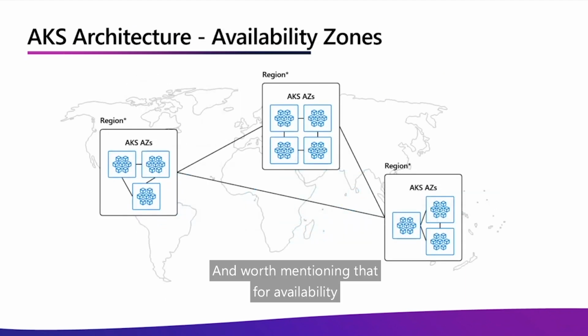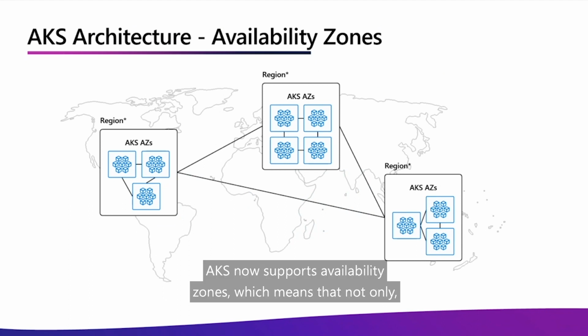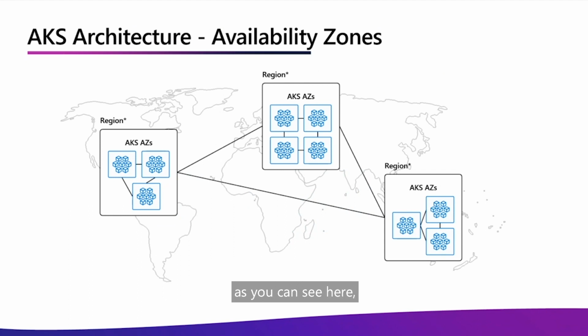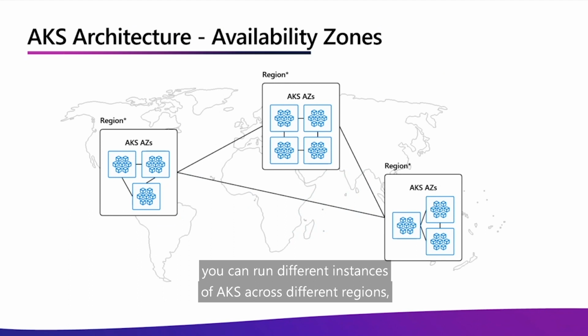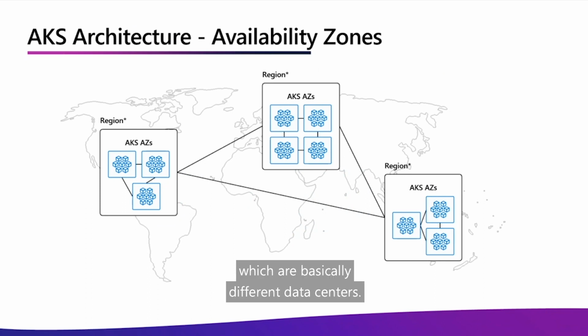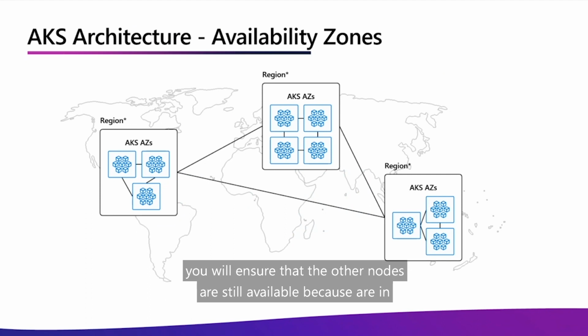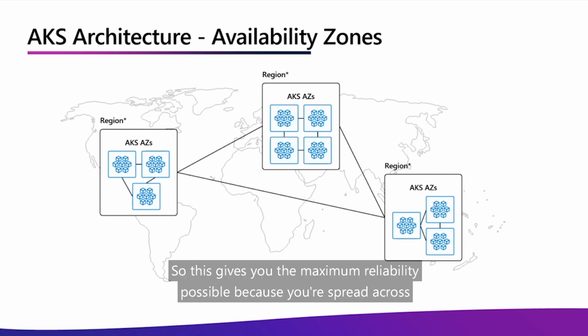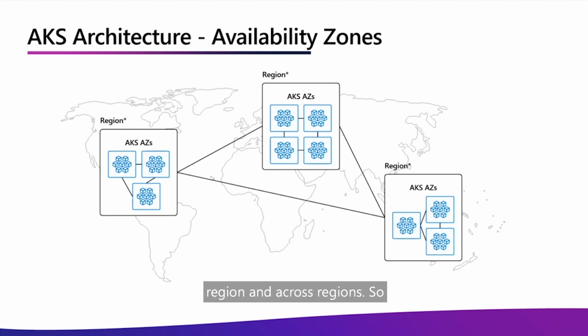And worth mentioning that for availability, AKS now supports availability zones, which means that not only, as you can see here, you can run different instances of AKS across different regions, but inside the region, you can spread your VMs, your nodes, across different availability zones, which are basically different data centers. So even if one zone is down or has a problem, or your node in that zone has a problem, you will ensure that the other nodes are still available because they are in separated physical availability zones. So this gives you the maximum reliability possible because you spread across zones and across regions. That's a plus we have in here.